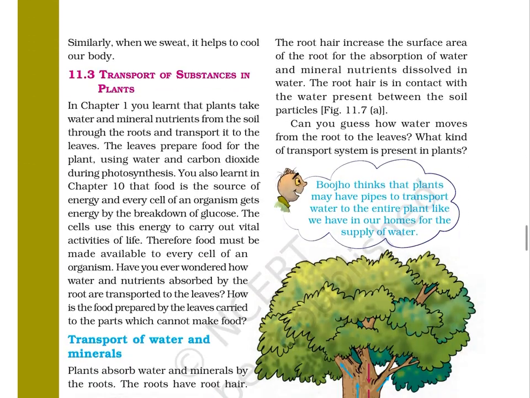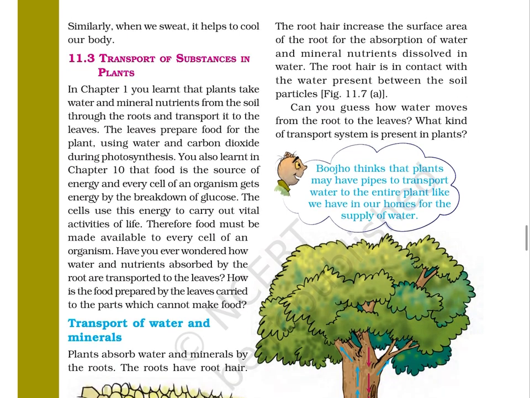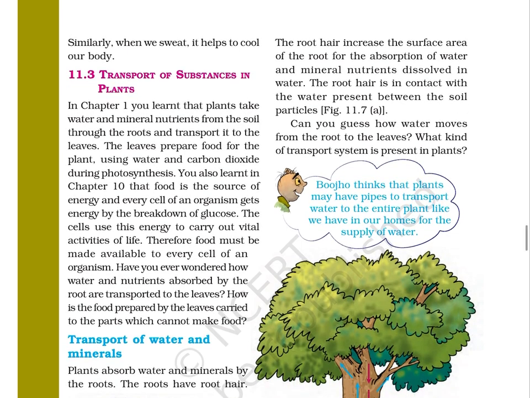Page 128. Similarly, when we sweat, it helps to cool our body.